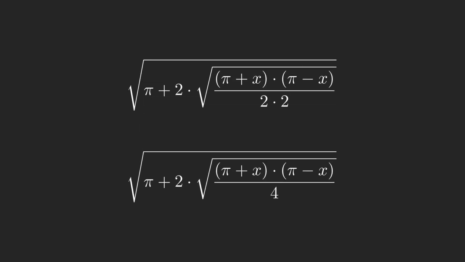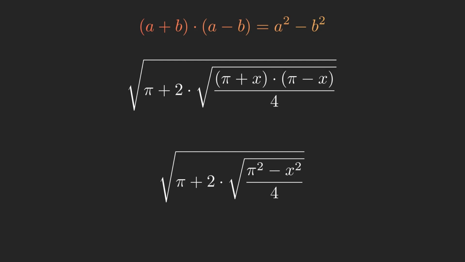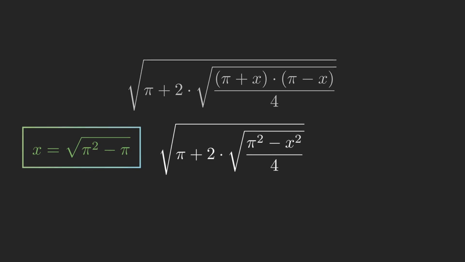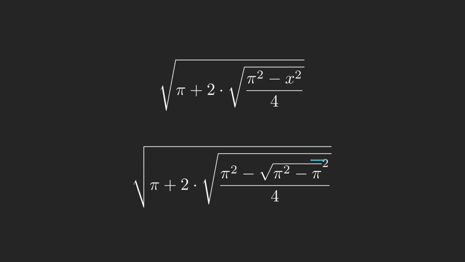We now notice that the numerator is on the form a plus b times a minus b, where a is equal to pi and b is equal to x, and we can therefore simplify to pi squared minus x squared. The value of x is now substituted back in. We remember that x was the square root of pi squared minus pi.